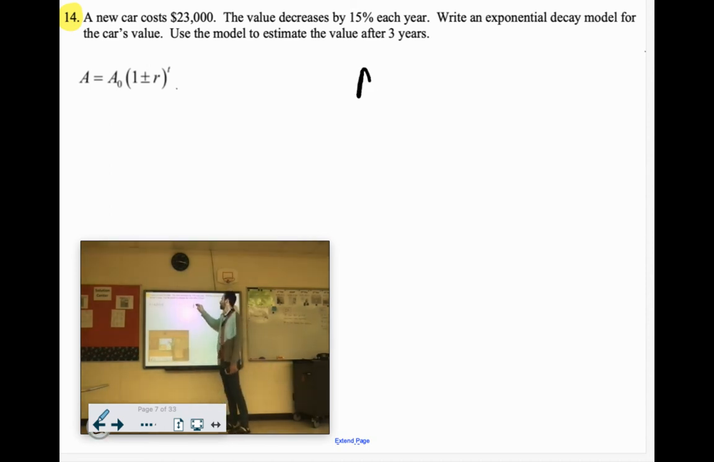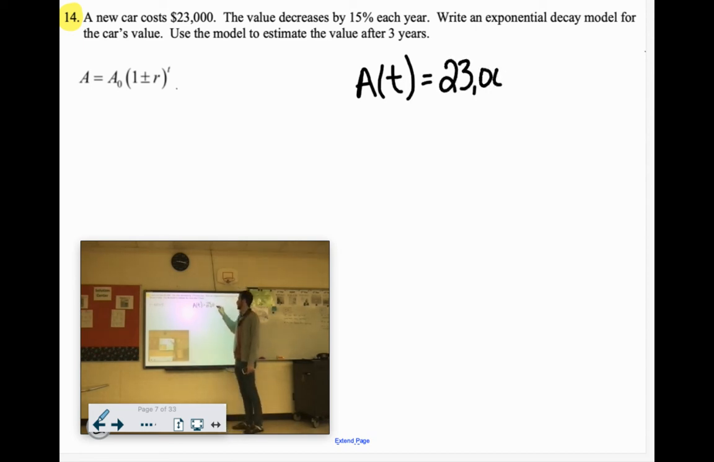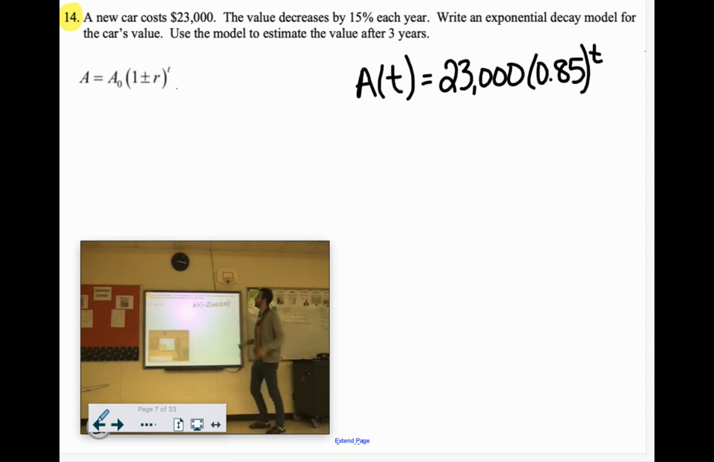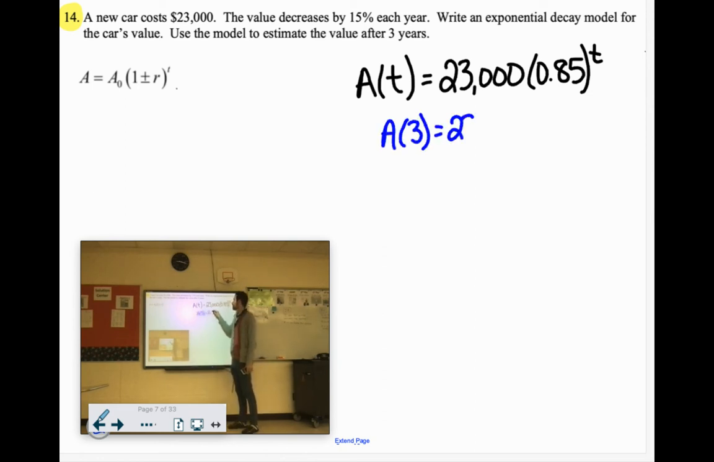So let's say a of t again, just for function notation. The initial amount is 23 large. It's retaining 85% of its value. Again, 100% minus the 15%. So in decimal form, that's 0.85 to the t power. Now we have to evaluate it for 3 years. We have to drop our marker. A of 3 equals 23,000 times 0.85 to the 3rd.